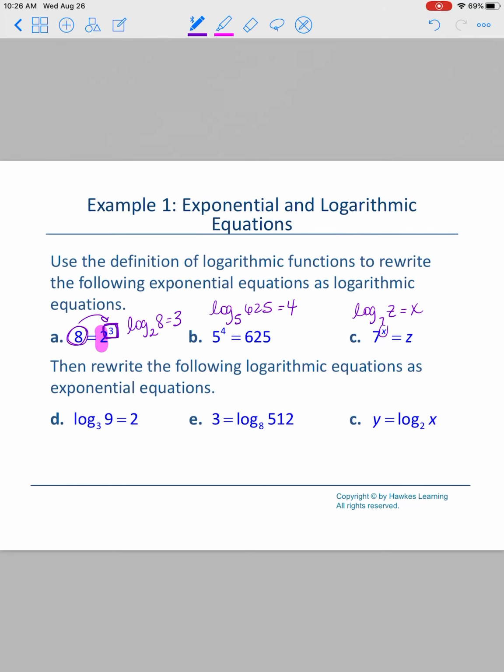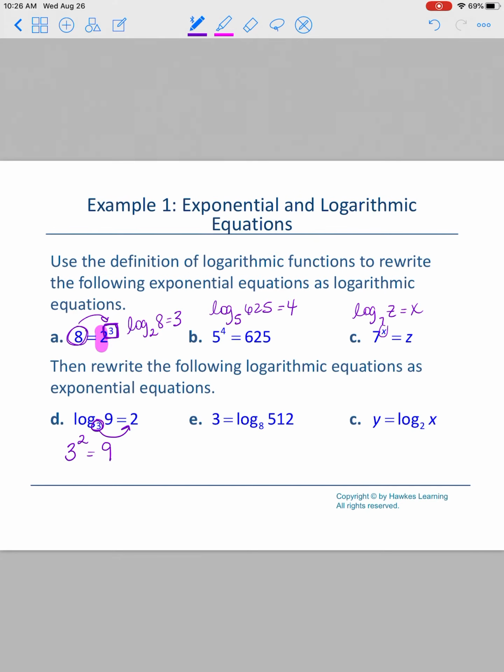Now, can I go vice versa? If I give you the log, can you write it as an exponential? So what was my base? My base is my small number 3. To what power? That's what it equals, to the second, equals, then what is my number? 9. So I'm converting from a log back to an exponential.